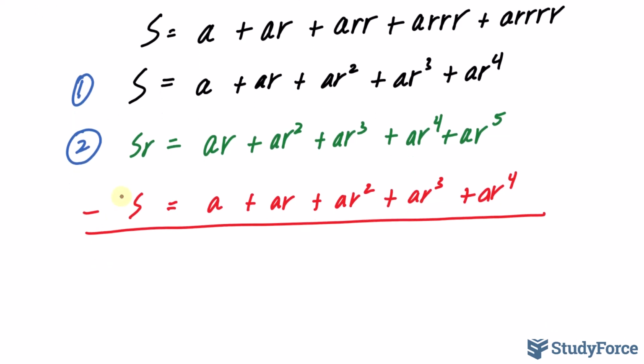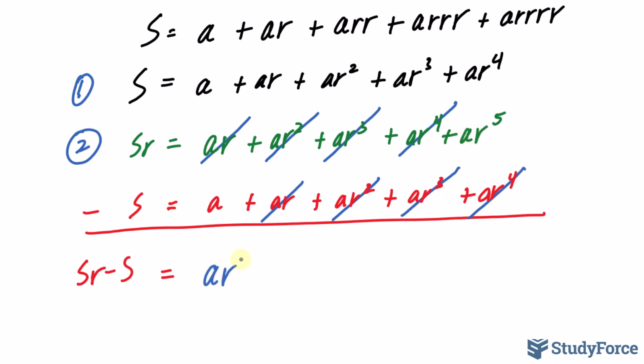If I subtract sr take away s, I get sr take away s, and that's equal to, notice how if I were to subtract ar from ar, they would cancel out. And similarly, if I were to subtract ar squared from ar squared underneath, they would subtract out, giving us 0. Similarly for this one, and for this term, and what we would be left with is the only terms that remain, which are ar to the power of 5 take away a.